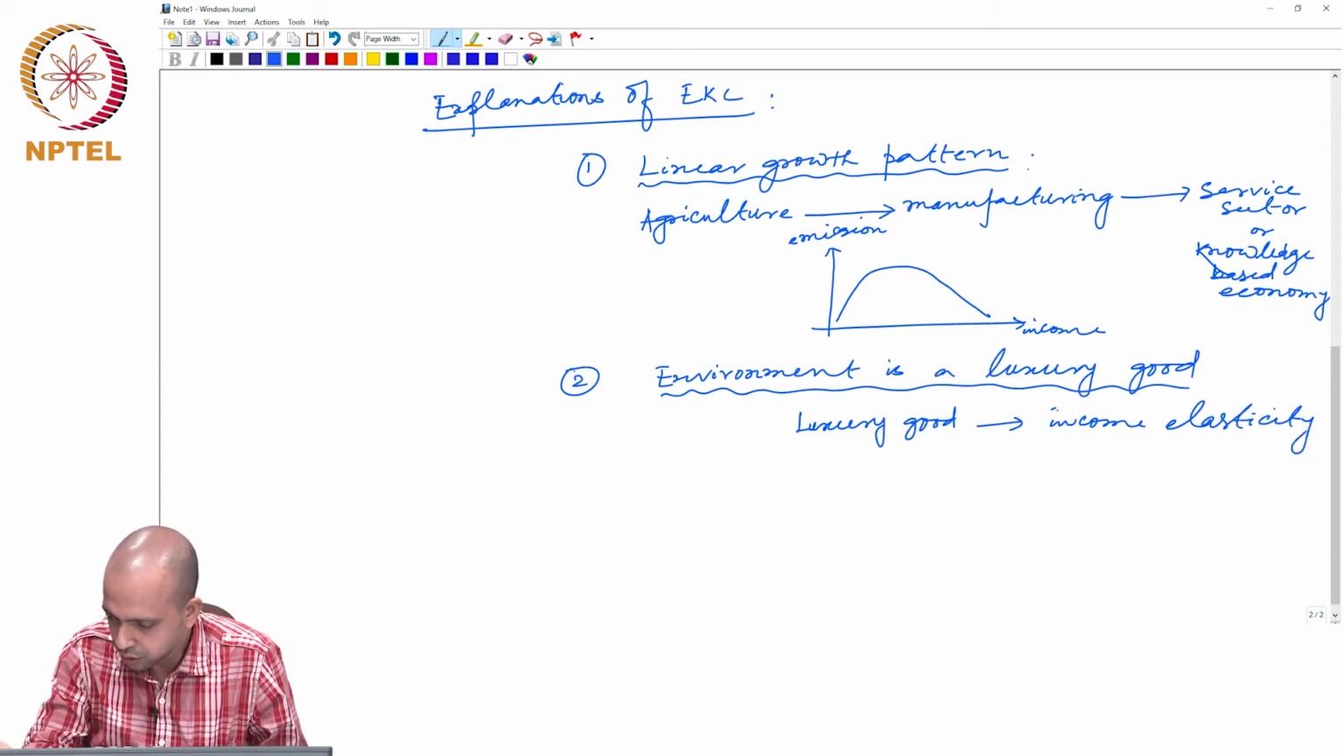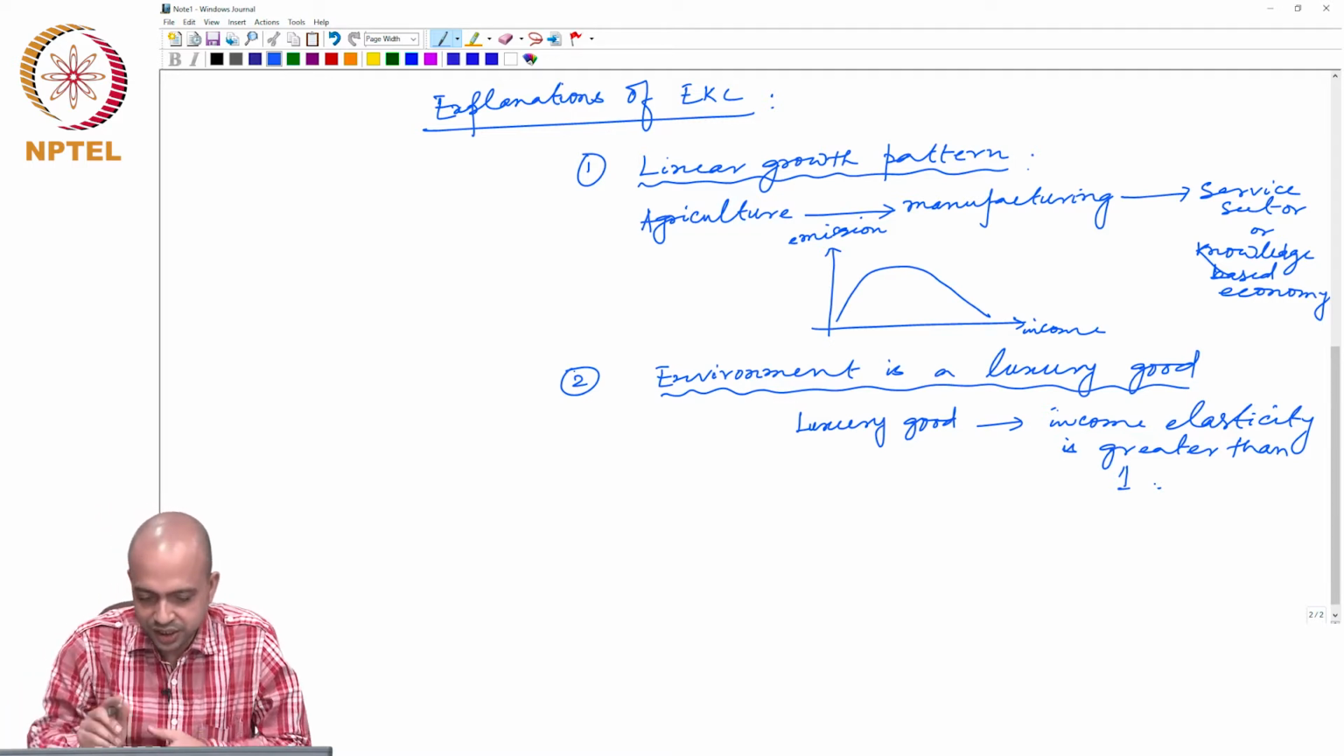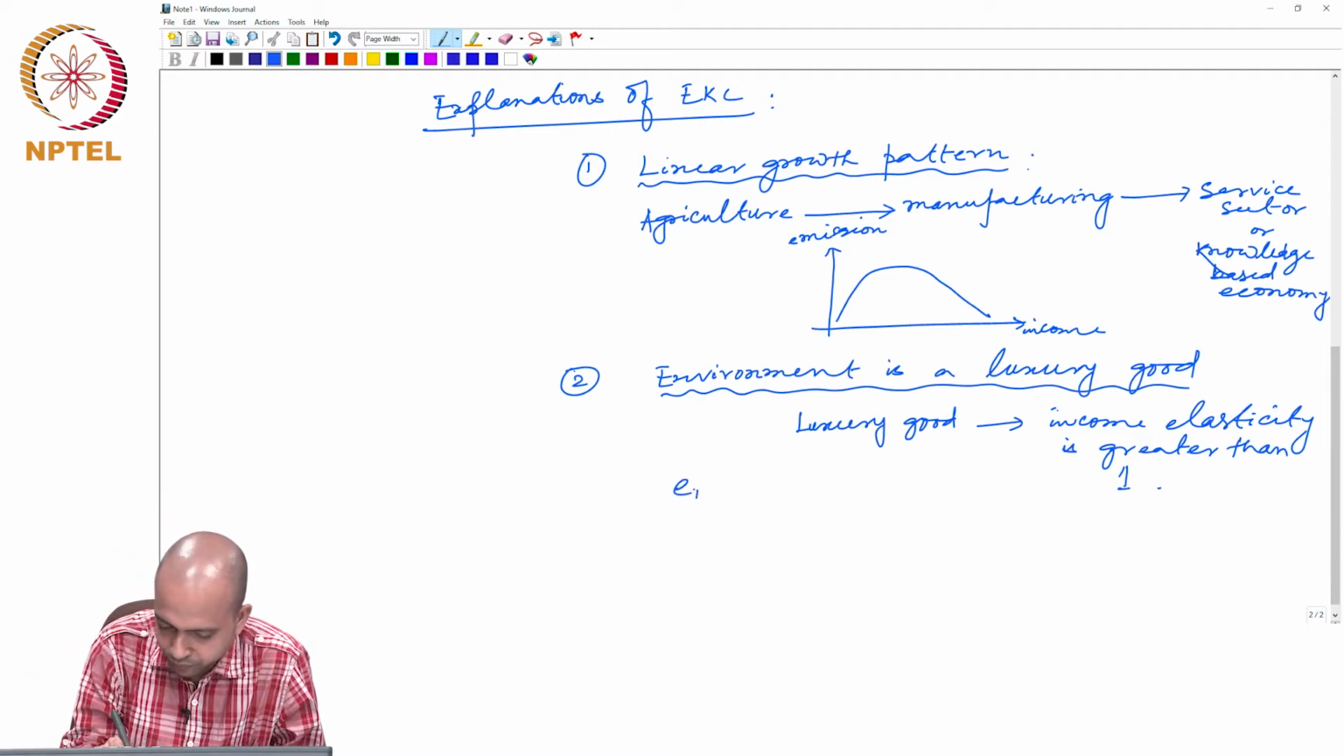Elasticity is greater than 1. That is called a luxury good. Now, if environment is a luxury good, then for environment also income elasticity is greater than 1. Okay? EI greater than 1.